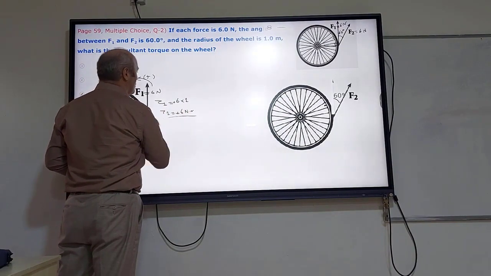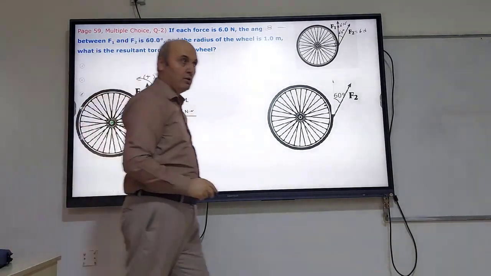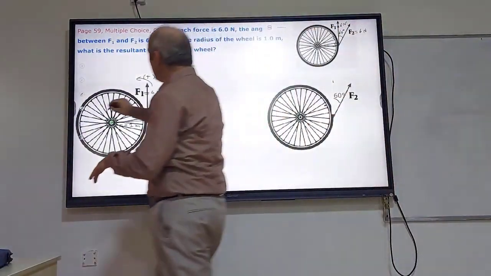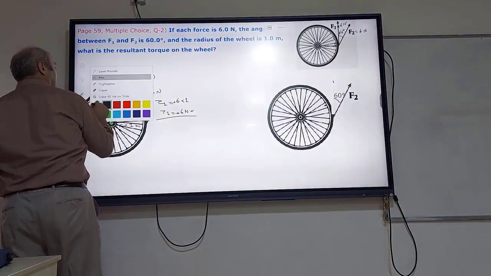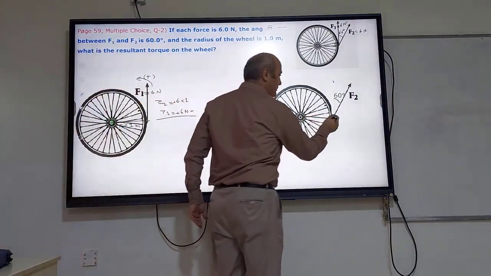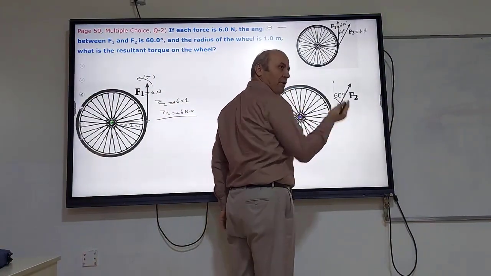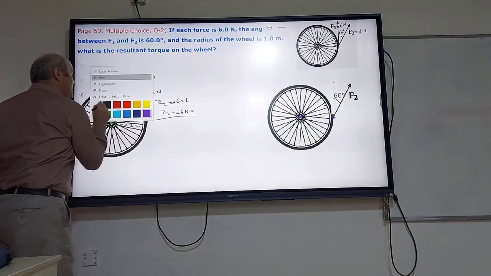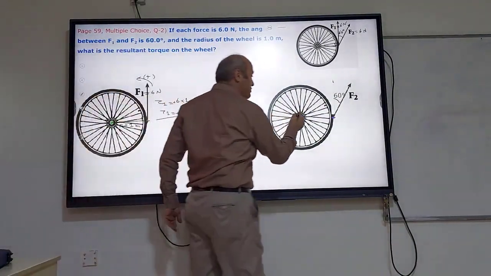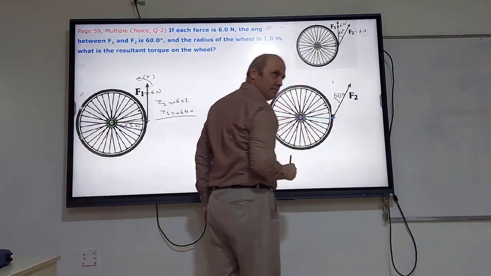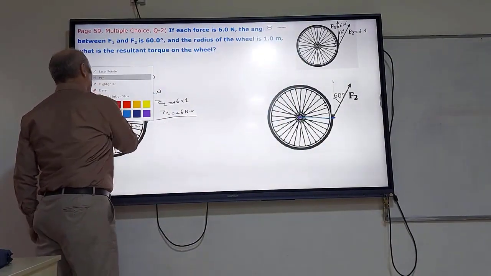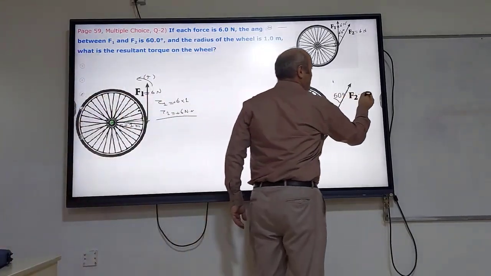This is the torque produced by F1. F2 is a little different. F2 is also acting at the same point, exerted at the same point. The distance is the same because distance is the length from the axis of rotation to where the force is acting. What is torque? Let's find this. F2 is 6.